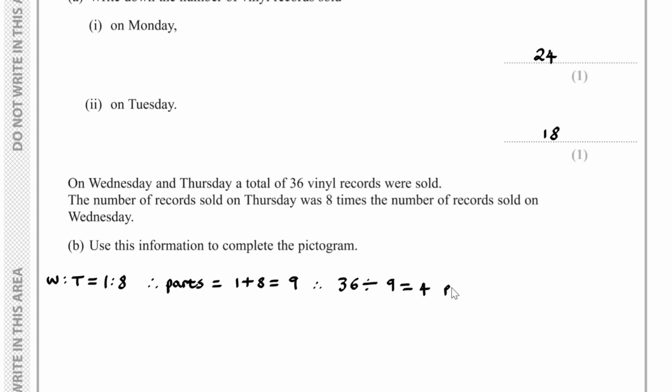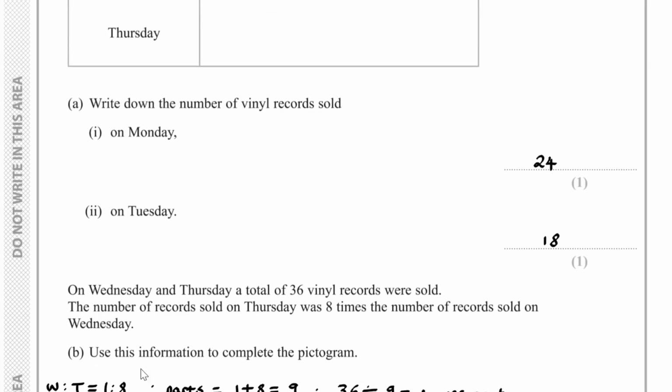So here we have 4 vinyls per part. So therefore, the number of vinyls sold on Wednesday is equal to 1 times 4, which is 4. So we have 4 vinyls sold on Wednesday. And for Thursday, we have 8 multiplied by 4, which is 32. So we have 32 vinyls sold on Thursday.